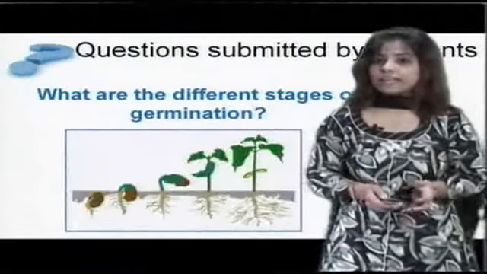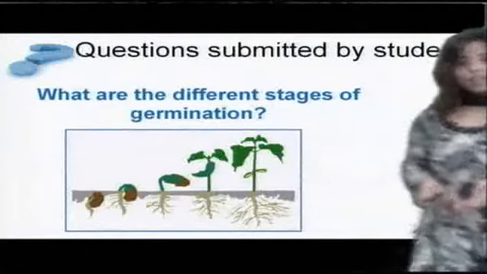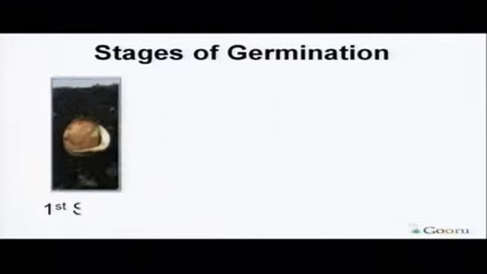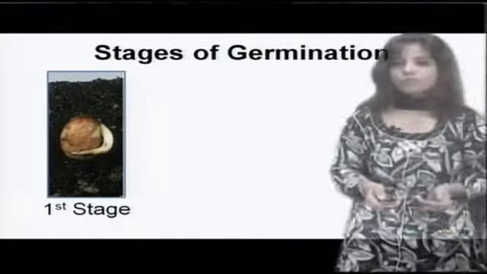So now let's get on to our next question. What are the different stages of germination? Children, there are 4 stages of germination, and you can see here that the seed germinates when it is a little baby, and then just like you were a baby, like 3 months old, then you grew to 5 months old, then 1 year, then 2 years, 3 years, and now you are touchwood 10 years old. So this is how a plant grows, just like you little kids are growing. So this is the first stage.